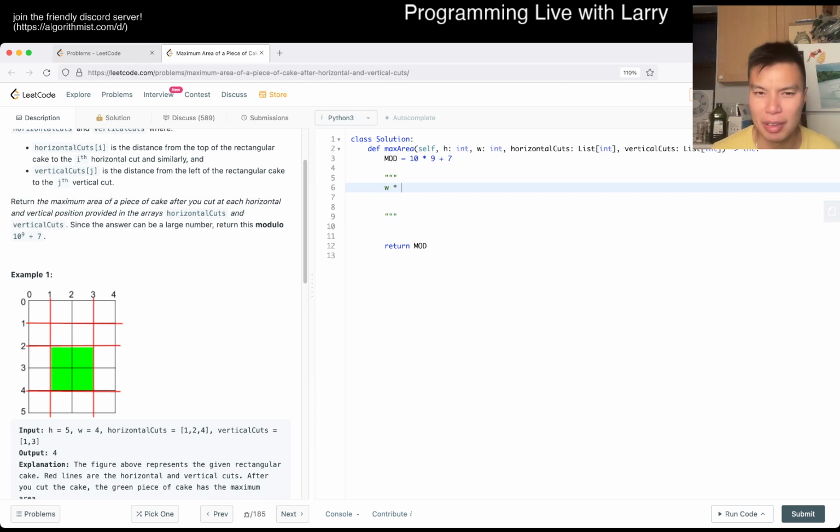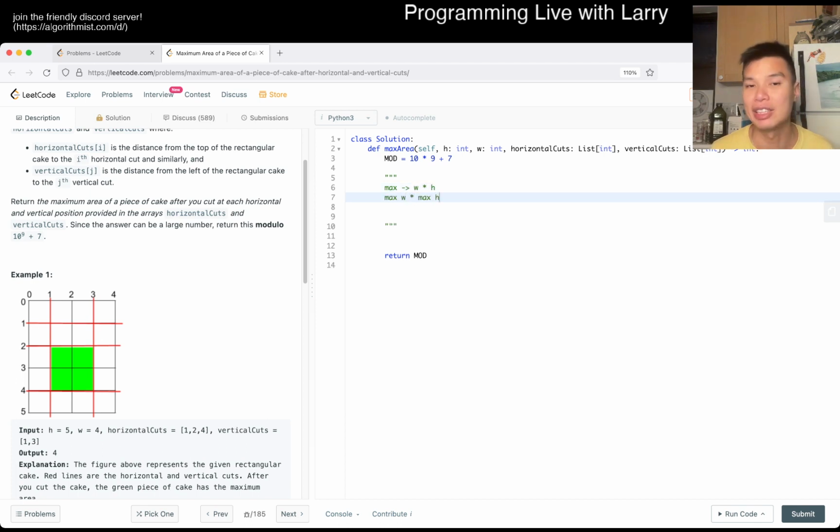Area has a formula of width times height, right? And here, because in this case the cuts are independent of each other, you can think about it as just slicing things up. Then it means that to maximize this, we're trying to maximize W times max of H. And now that you have this formula, it should be pretty straightforward to implement, right? And that's basically what we're going to do.